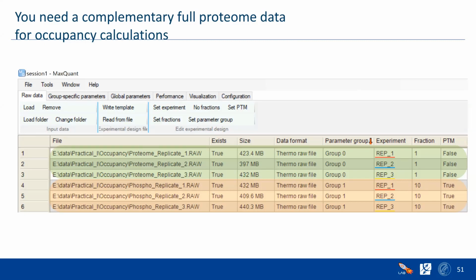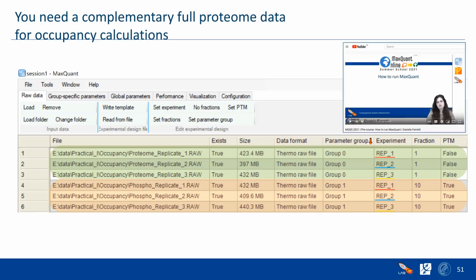If you don't have any phosphorylated sample, if you don't have these two different data sets, you don't need to put this, you don't need to change the PTM sign. If you want to know more about how to run the MaxQuant analysis, you could refer to Daniela's pre-course, where she showed nicely how you can run MaxQuant.